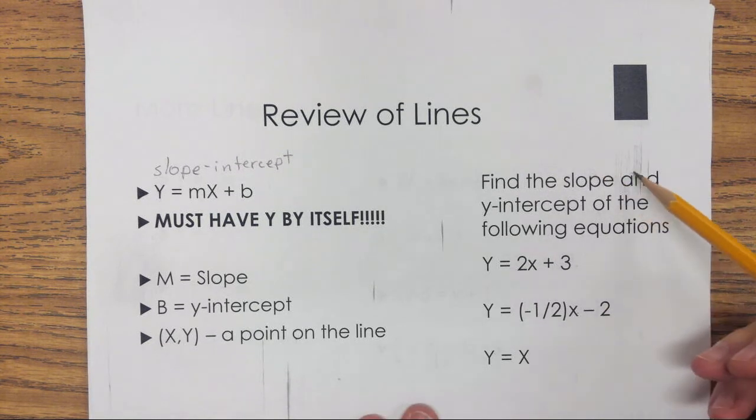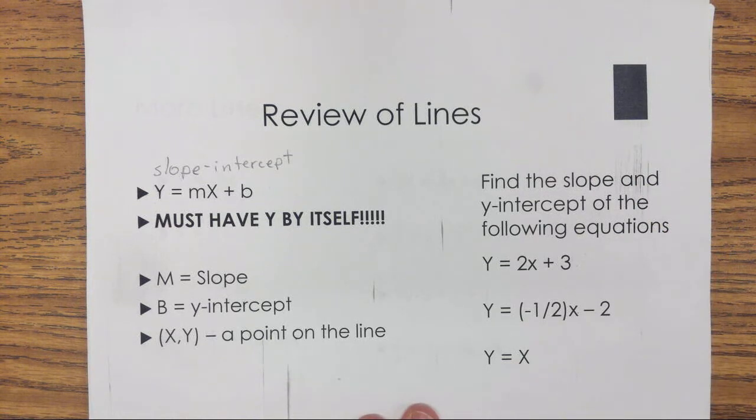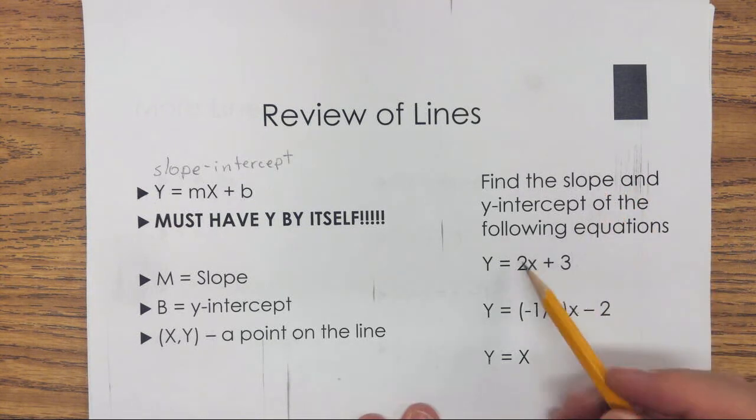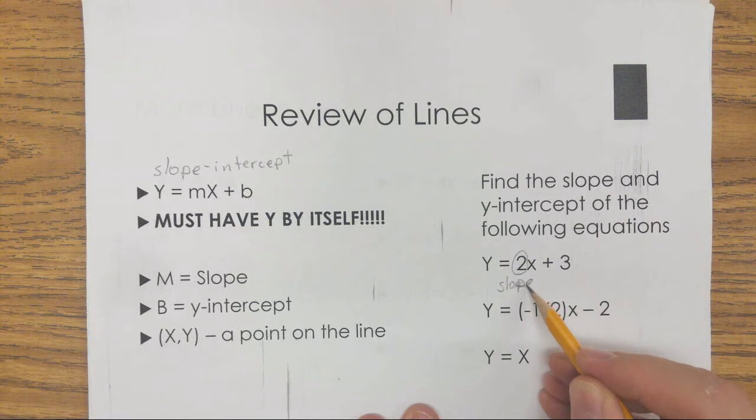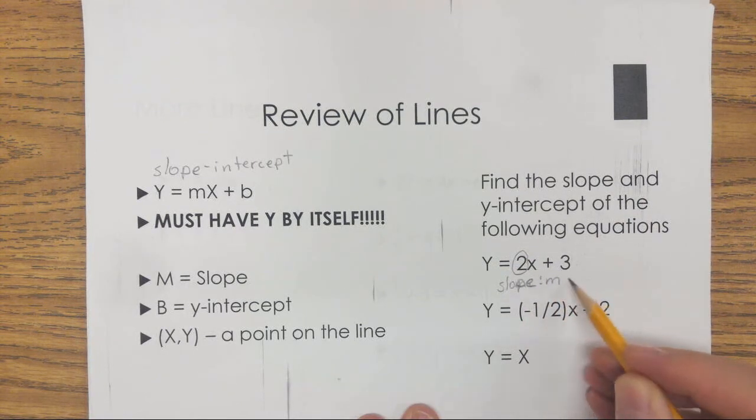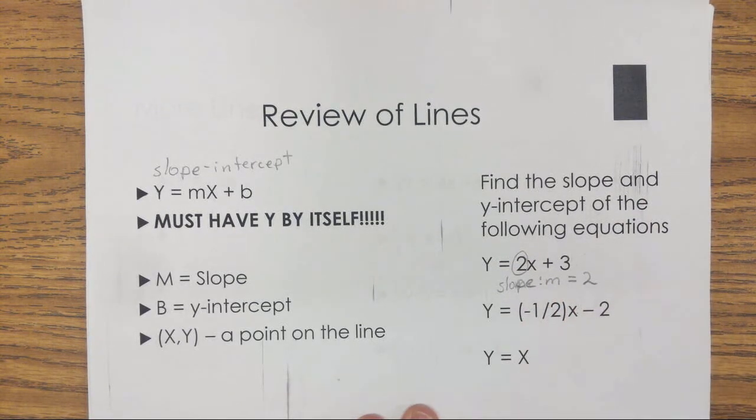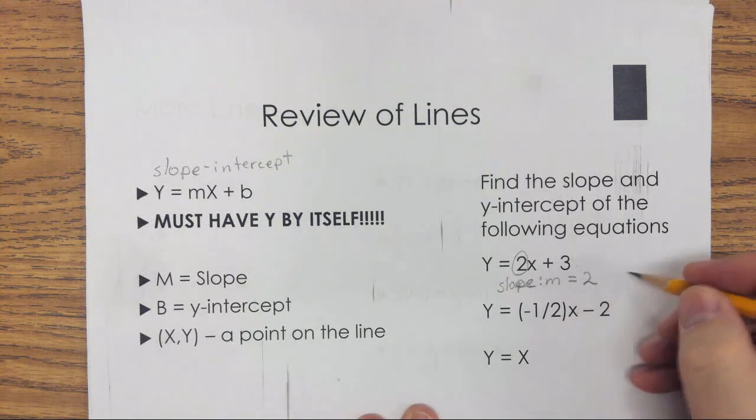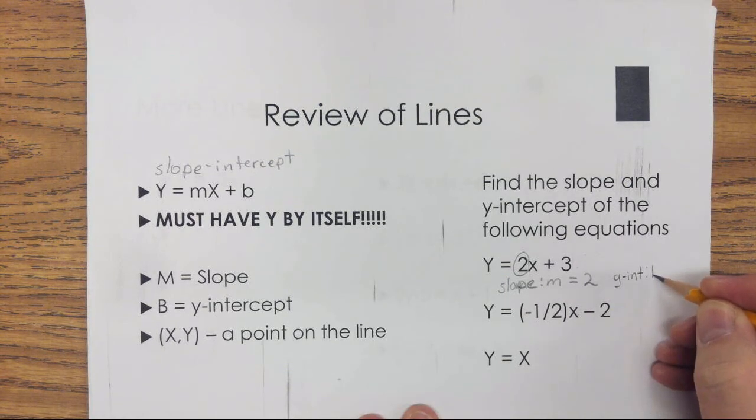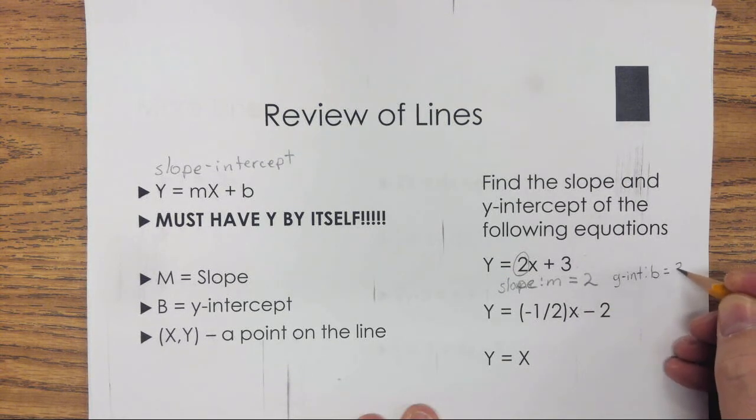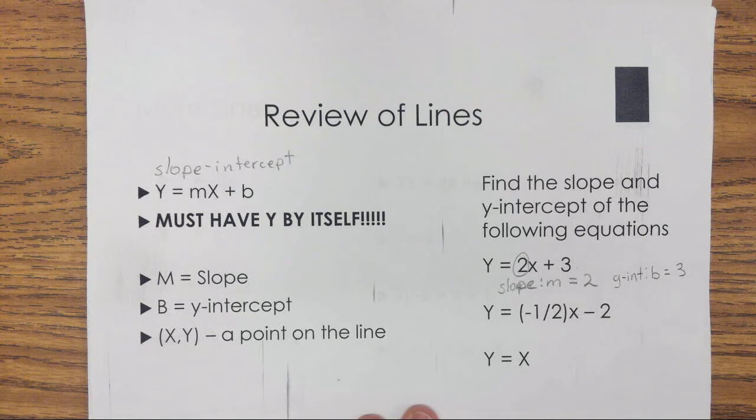So we want to find the slope and the y-intercept. Well, the slope, remember, is with the x, so that's right here. So the slope, or in other words, the m, is equal to 2. And then the y-intercept, or b, is equal to 3. It's easy. 2 and 3. Bam. Done. Okay, let's look at this one.